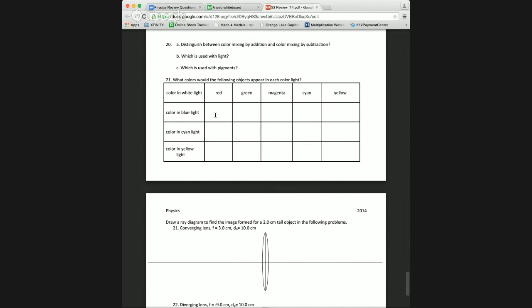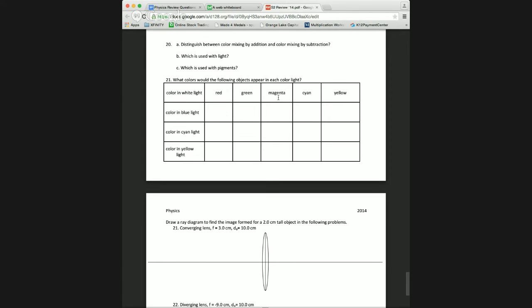Okay, so this line up here, everyone's still with me here, I hope. So the object, if we shine white light on it, this is what the object looks like. In white light, this is what it truly looks like. It's red, green, magenta, cyan, and yellow. So if we take blue light and shine it on a red object, it's going to look black, because remember, it's red because it only reflects red light. Same thing with green. Blue light on a green object, it's going to look black.